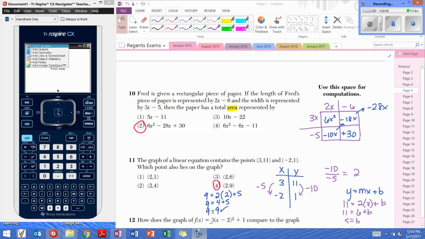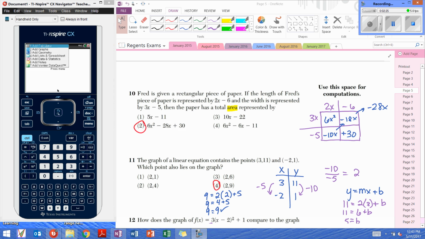Question number 10 is just being careful with the reading. If we're looking for area, we are multiplying 2x minus 6 all times 3x minus 5. I think the best way to show this is by doing the box method and just double distributing that way, and then you end up with answer choice 2.